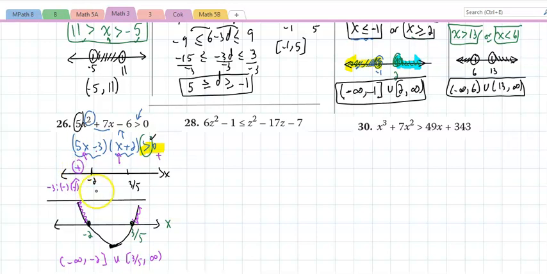If I pick a value between -2 and 3/5, let's say 0, as a test point, 0 minus 3 is negative, and 0 plus 2 is positive. Negative times a positive is a negative. And if I pick a point to the right of 3/5, let's say 2.